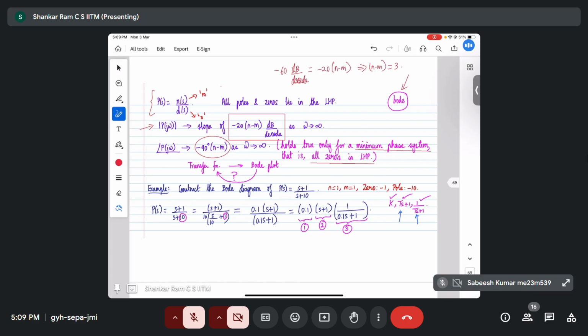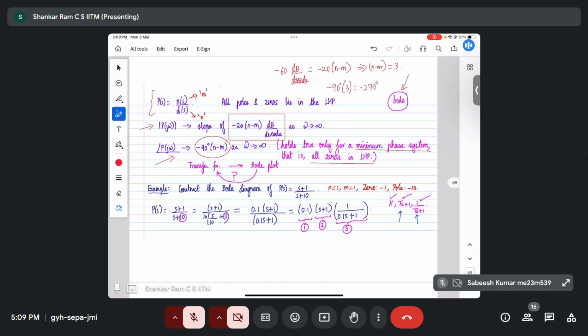From this result, so if n minus m is 3 from the log magnitude plot, if all the zeros lie in the left of complex plane, what should be the final value of P of j omega as per this formula? Minus 270 degrees. It should be minus 270 degrees if the system were minimum phase.